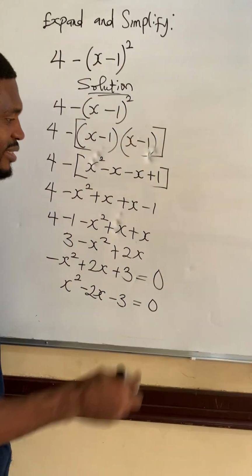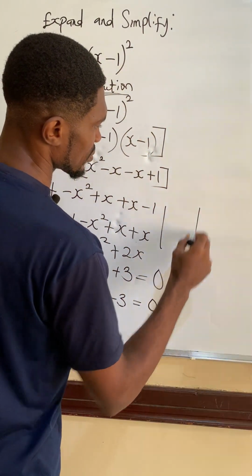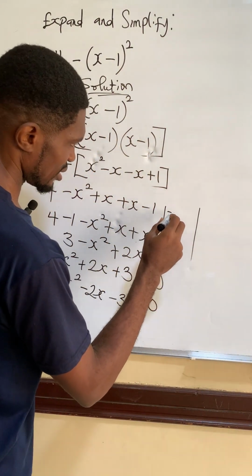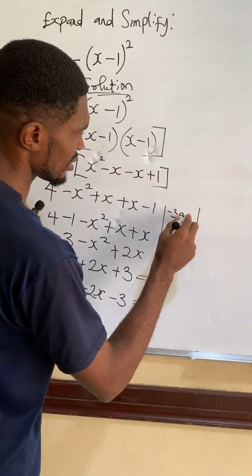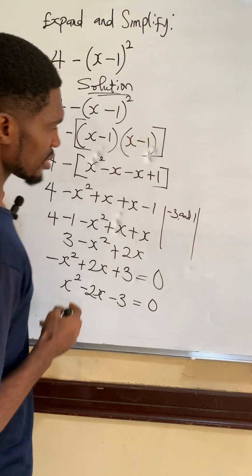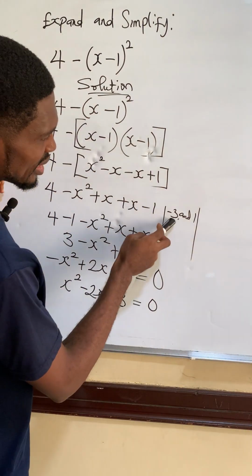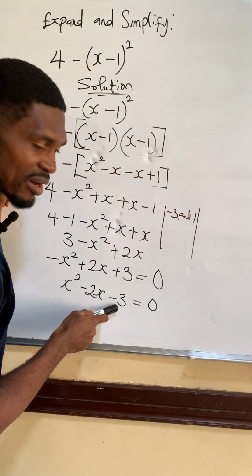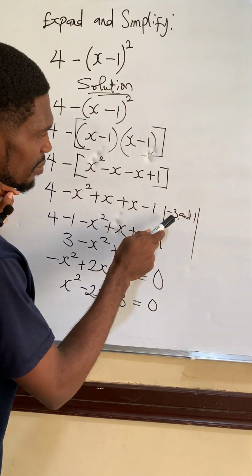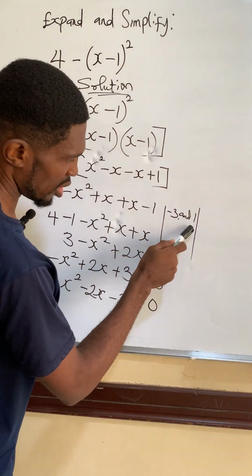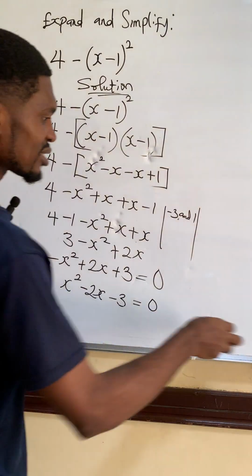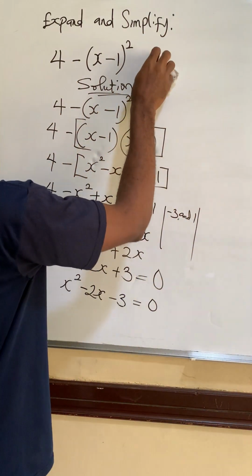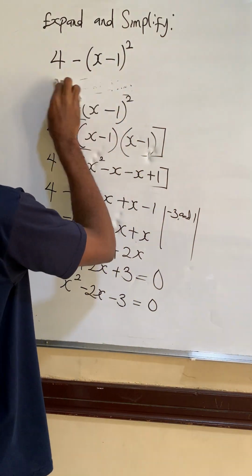At least, yes. Minus 3 and 1. So that when you say minus 3 times 1 will give you minus 3, and minus 3 plus 1 will give us minus 2x. So this is correct. So to solve further, let's clean the upper part.